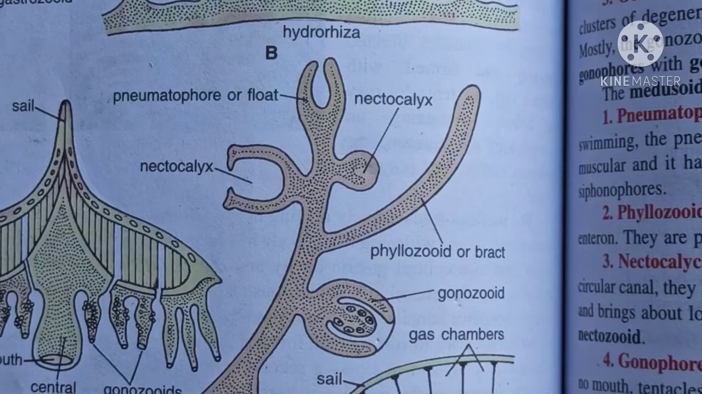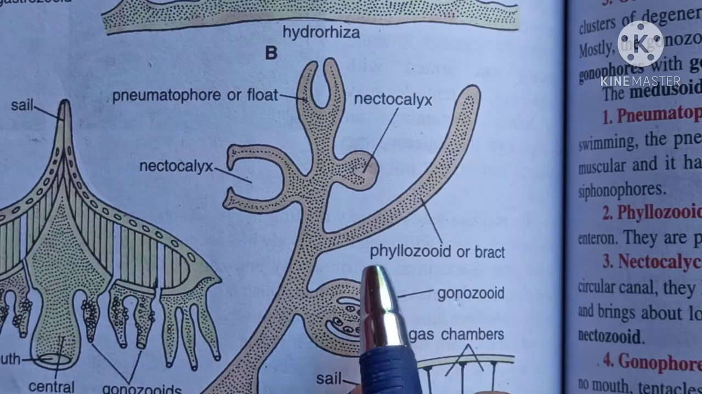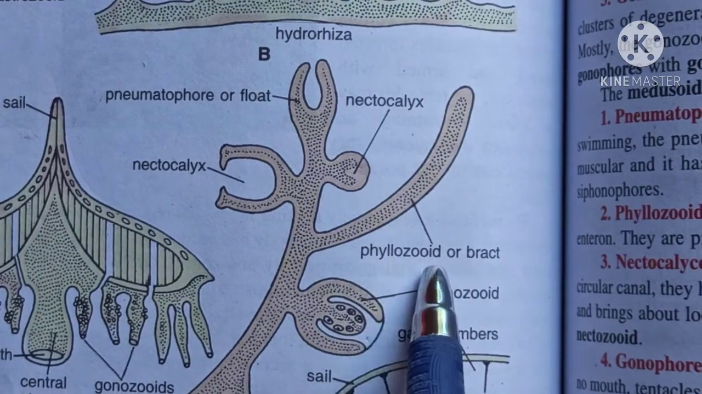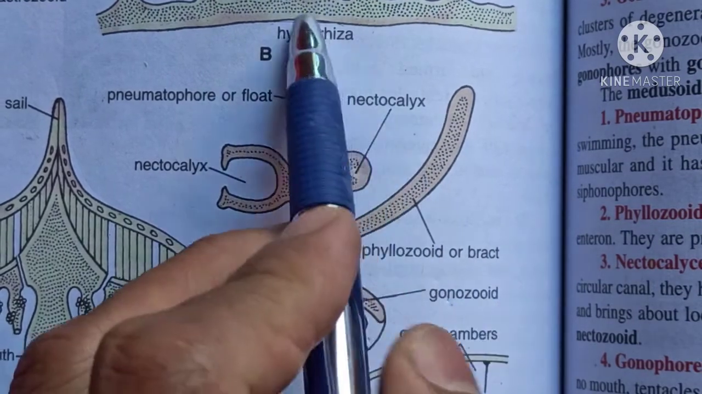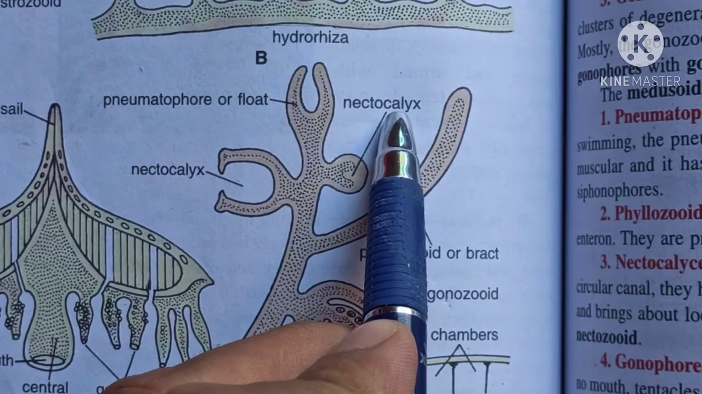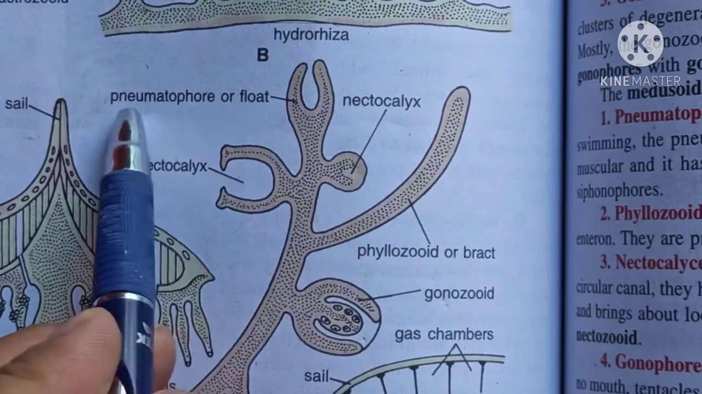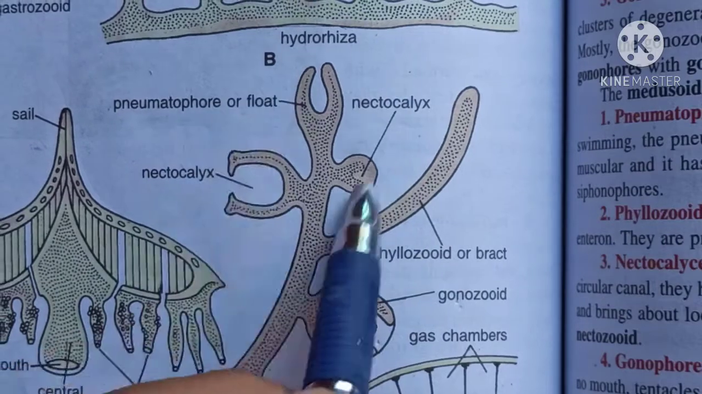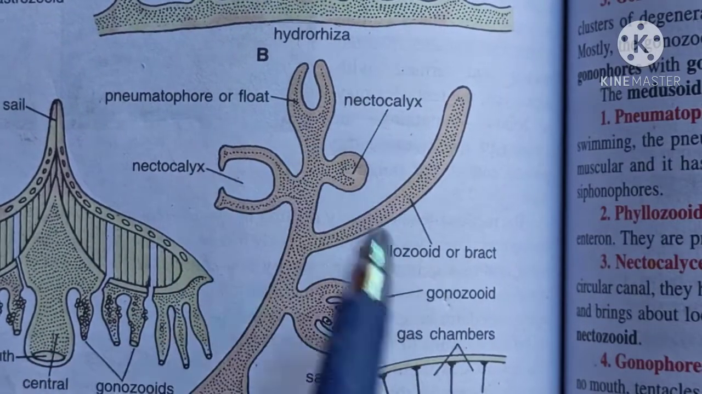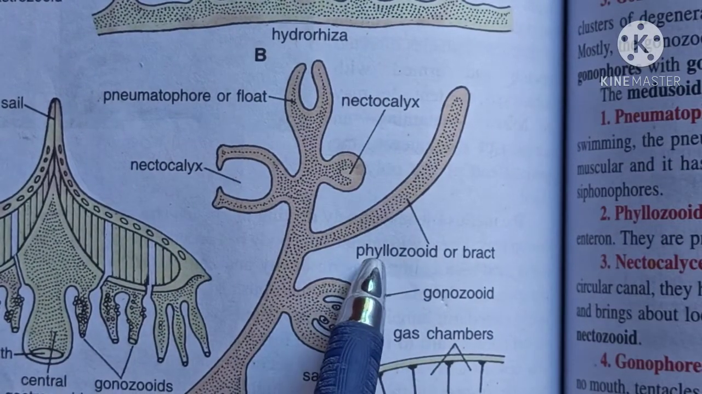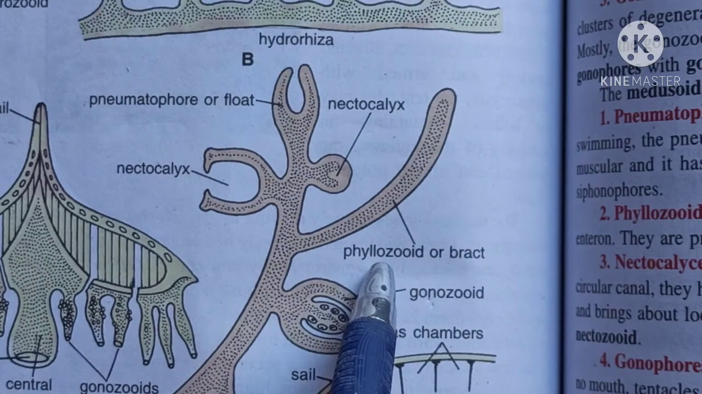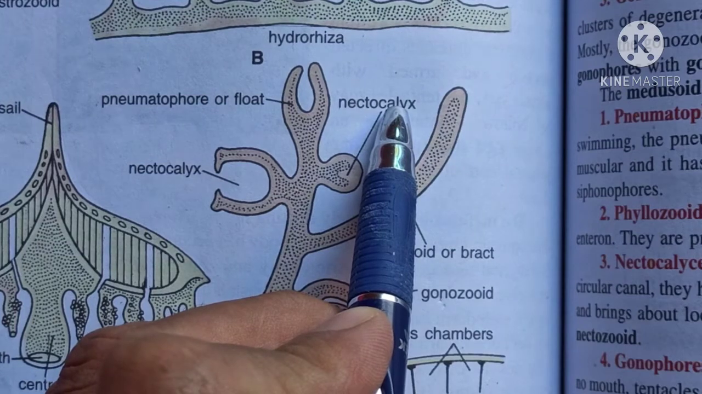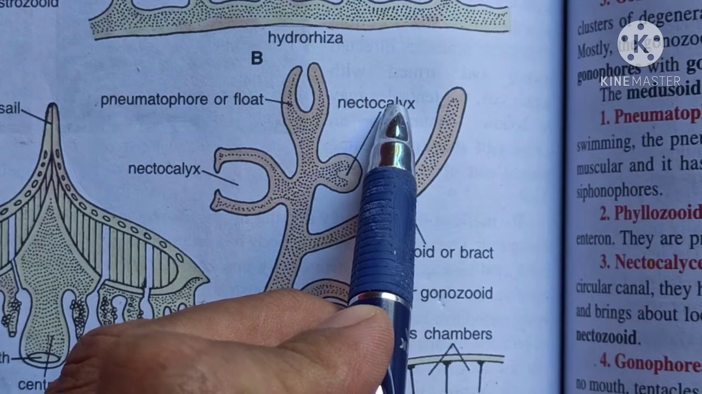Dear students, the modifications of the medusoid are, you can see, phyllozoid or bract. Then the second one is nyctocalyx. The third one is nematophores. There is one more called gonophore, which was not shown in this diagram. So just remember, there are 4 medusoid zooids: phyllozoid, nematophore, nyctocalyx, and one more is gonophore.